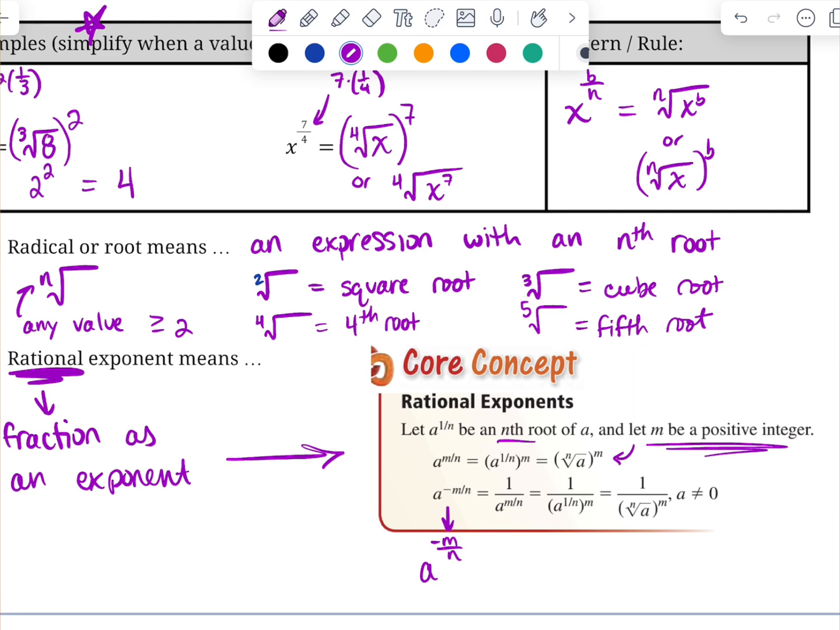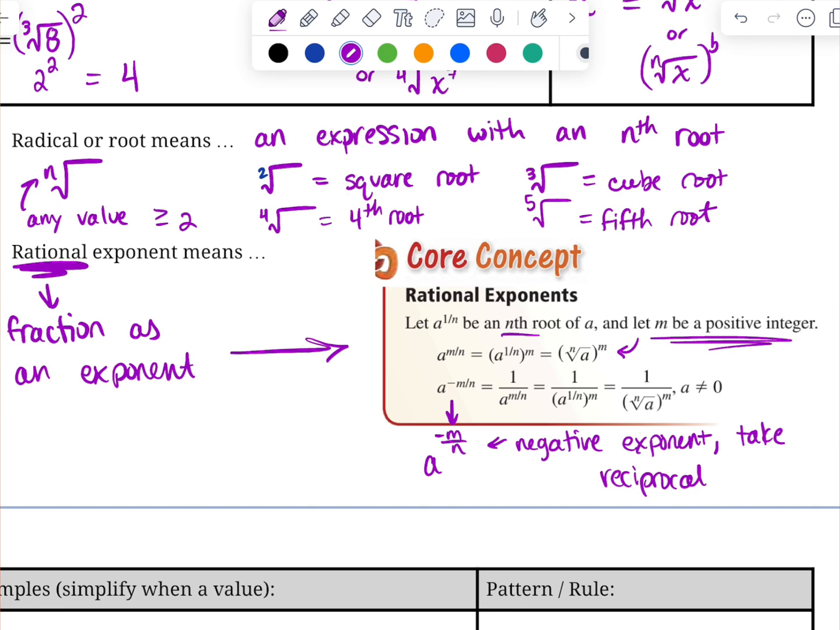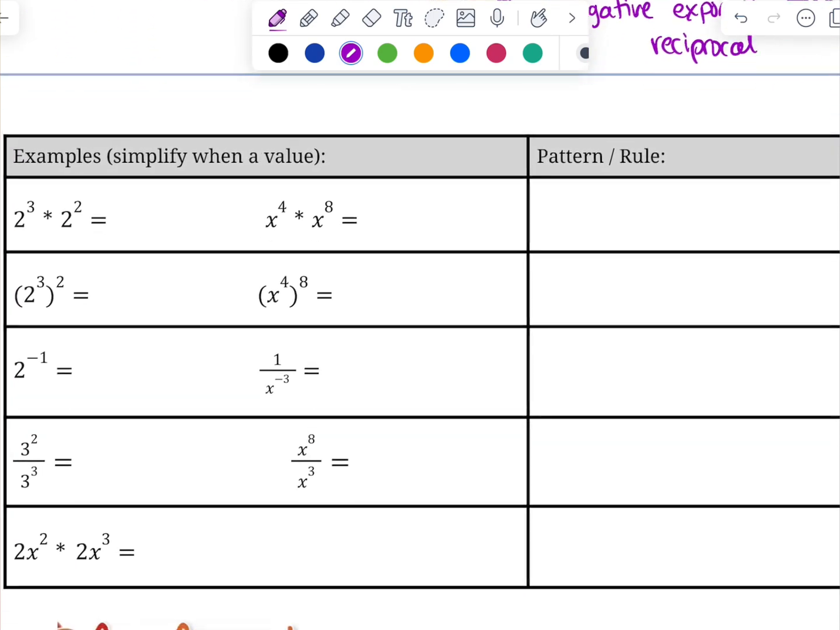Just as a reminder, we'll talk about this more throughout this unit. Anytime you have a negative exponent, we take the reciprocal of whatever we are evaluating. So instead of having a to the negative m over n, we rewrote it as 1 over a to the m over n. That helps us avoid having a negative exponent, to keep a positive exponent as much as possible.